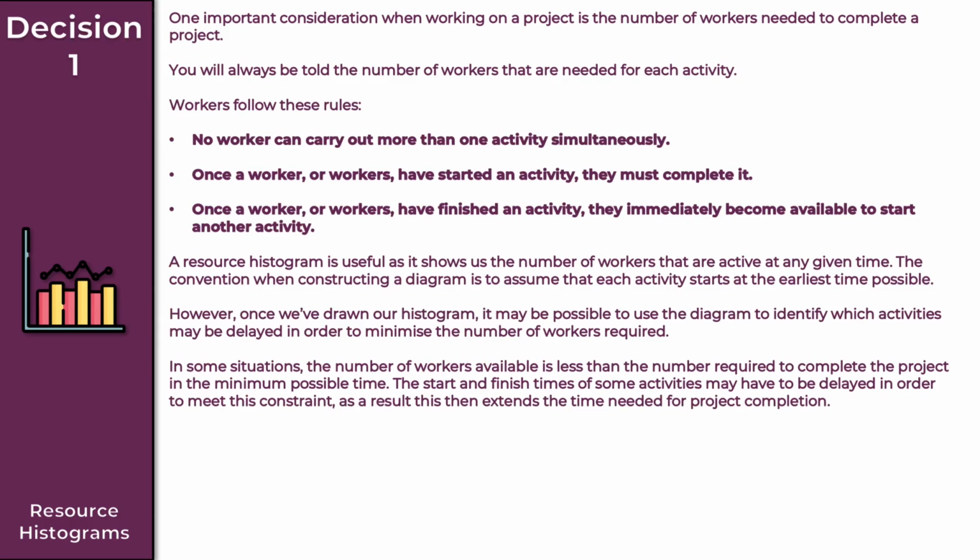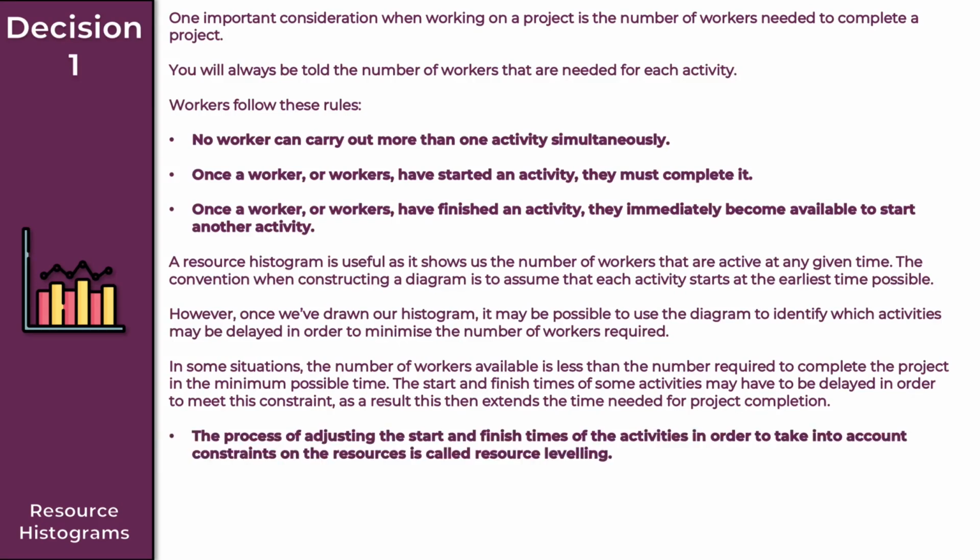In some situations, the number of workers available is less than the number required to complete the project in the minimum possible time. So the start and finish times of some activities may have to be delayed in order to meet this constraint, and as a result, this extends the time needed for project completion. The process of adjusting the start and finish times of the activities to take into account constraints on the resource is what we call resource leveling.